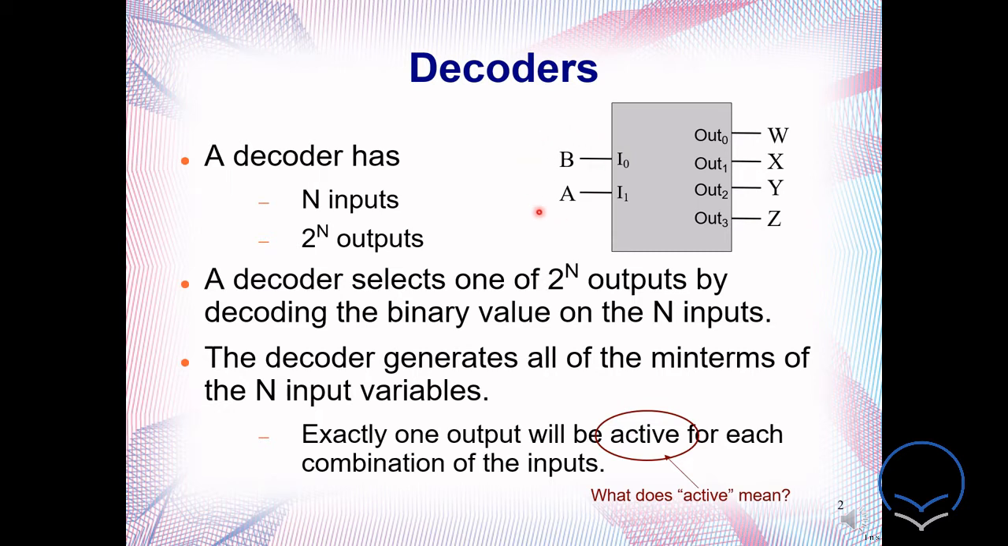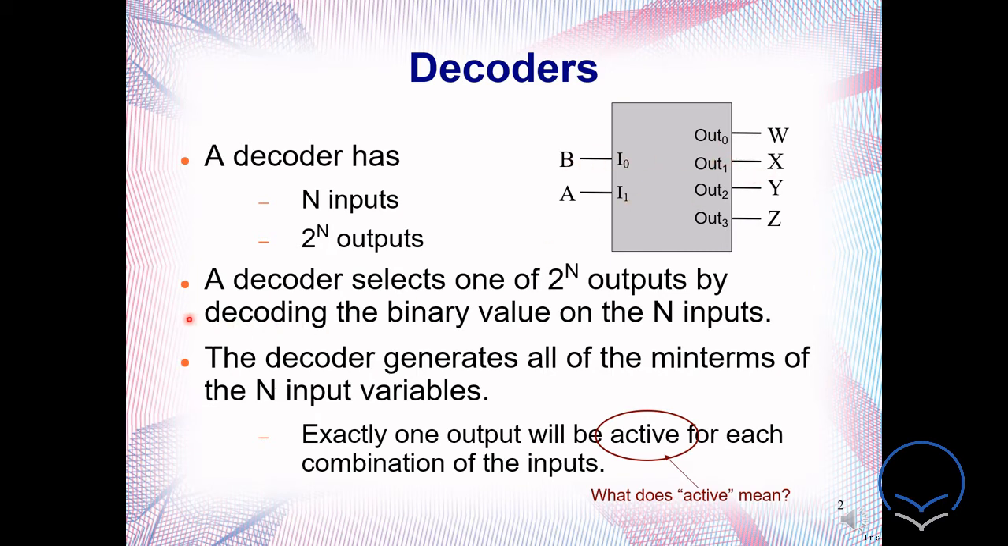So this is our input. We have two inputs and four outputs, right? The general equation is: if you have n inputs, you have 2 to the power n outputs. If n equals 2, then 2 to the power 2 is 4 outputs, which validates this diagram. So we have 2 inputs and 4 outputs.